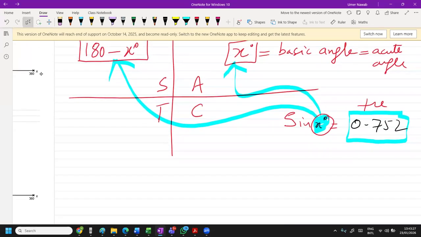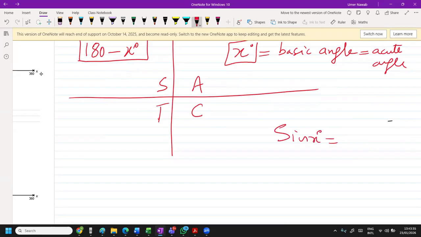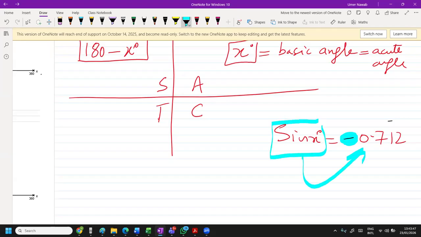Now, another important point is, if I'm trying to solve sine of x is equal to negative 0.712. My dear friends, since my answer is negative and sine gives you a negative answer, in which quadrant? You will definitely say, Mr. Umar, in the third quadrant and in the fourth quadrant.